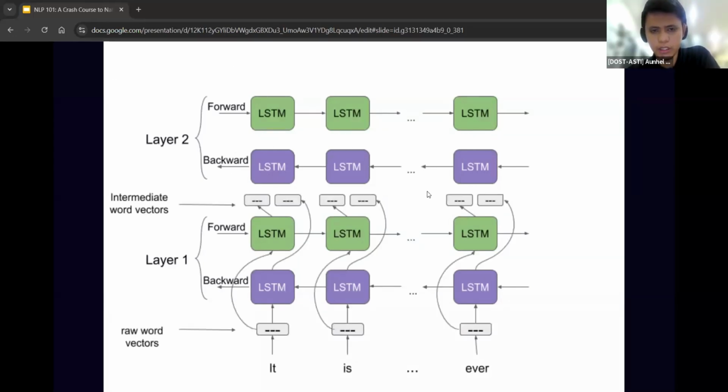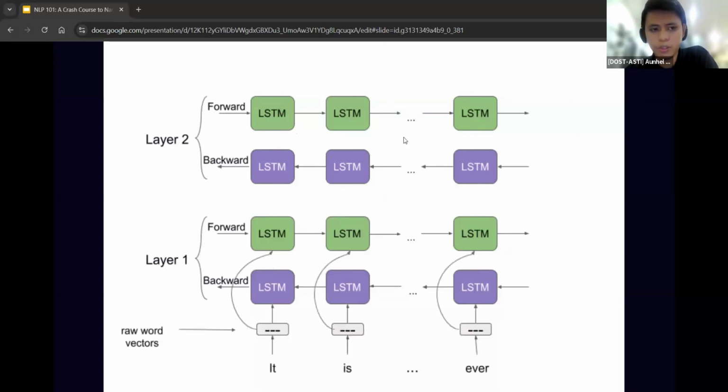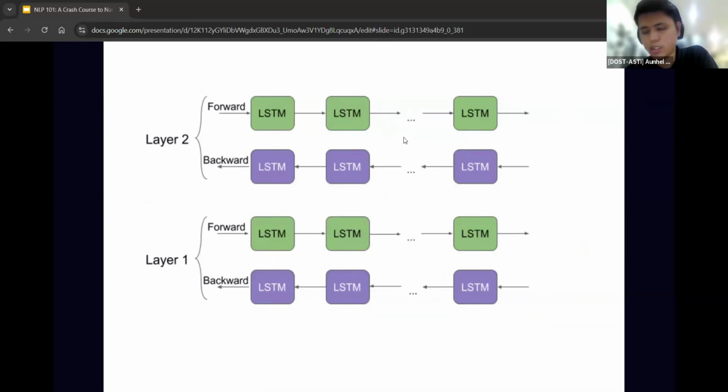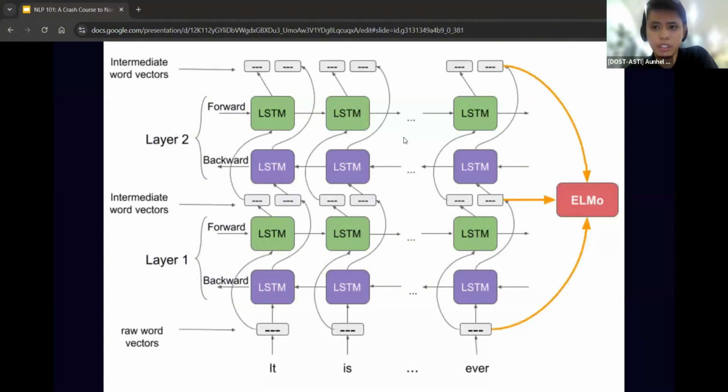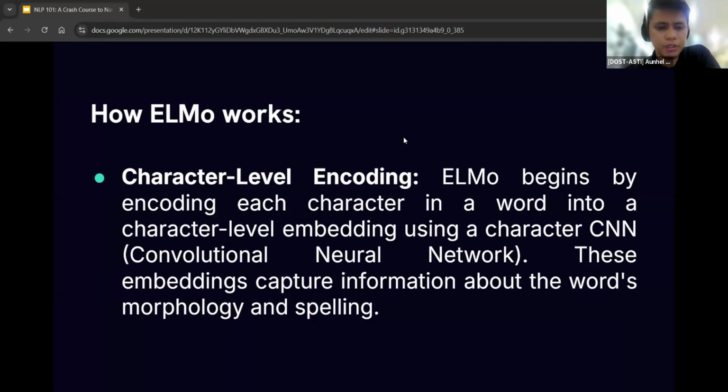And then basically, ito lang yung way kung paano na-create sa ELMo. ELMo is created again using language models, which in this case come from RNNs, recurrent neural networks, LSTMs. I won't get into the specifics of that. So how ELMo works: we do character level encoding. Each character in a word is turned into a character level embedding using a character convolutional neural network, or CNN. These embeddings capture information about the word's morphology and spelling. So character level muna na encode para makita yung morphology at saka yung spelling mismo ng word.